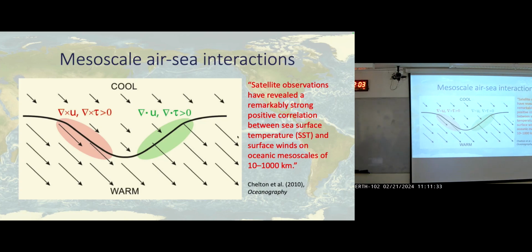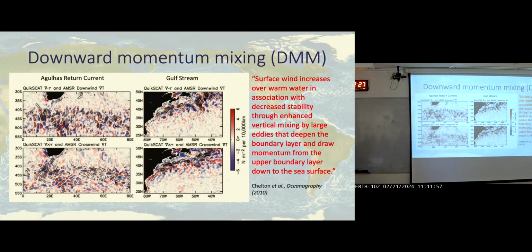Over time, two mechanisms were suggested to explain why we see these positive correlations. We actually expected the negative correlation, right? We have strong winds, this induces latent heat flux and cools the ocean. And here we see the opposite behavior. So, two explanations. The first one, we call the downward momentum mixing mechanism.